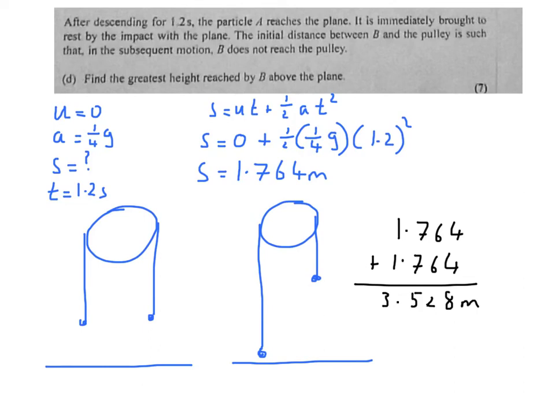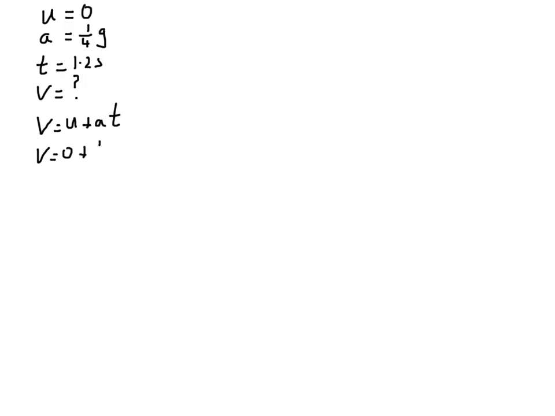But there's one more stage, because B will continue to move under the action of gravity a further distance until it stops at its highest point here. So we must find the extra small distance. Now find the velocity that A hits the ground with. We know U will equal 0, the acceleration is a quarter g, the time it travels is 1.2 seconds, and we want to find V. So we'll use V equals U plus at. V will equal 0 plus a quarter g times 1.2. So the velocity will equal 2.94 meters per second.